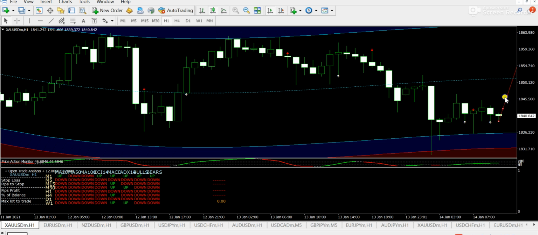Sometimes the signals from the candlestick pattern are also false, so you do not have to focus on this 100%. Always look for the confirmation. If the confirmation comes, then it's good. For example, let me talk about this level.